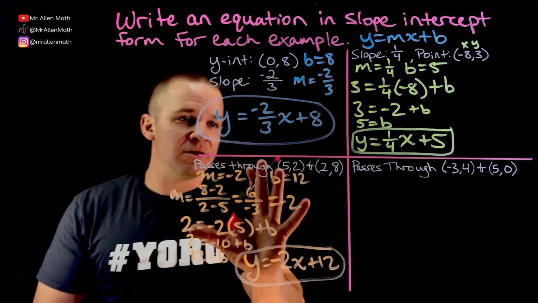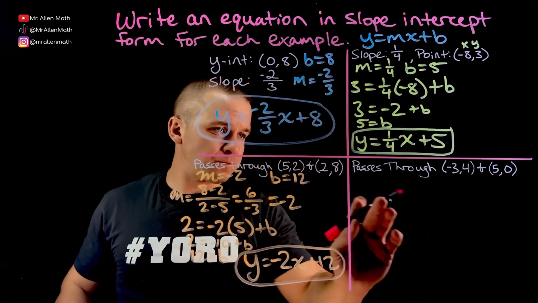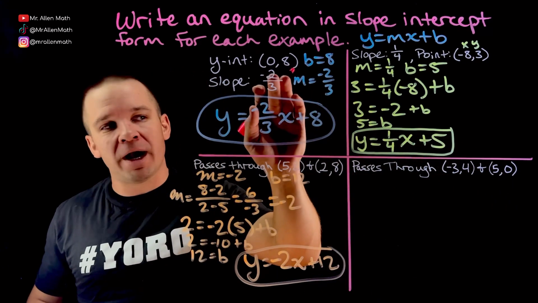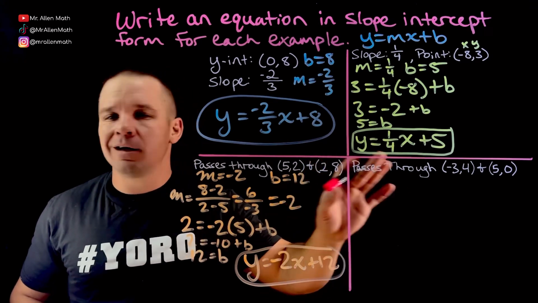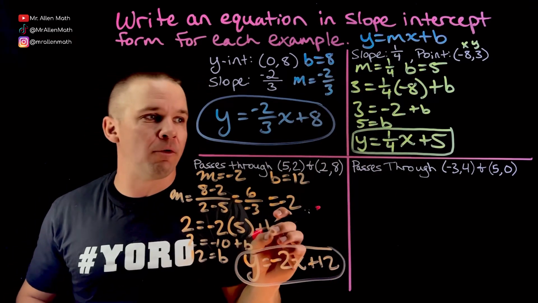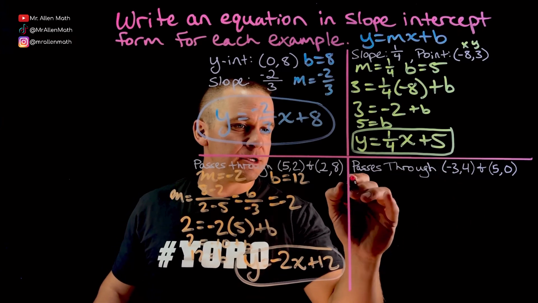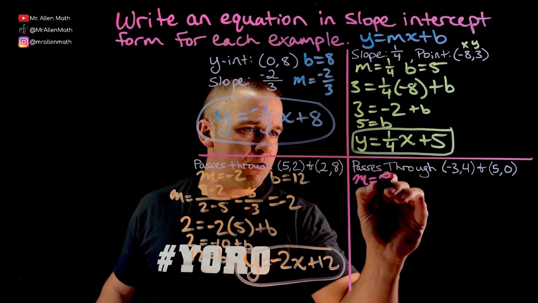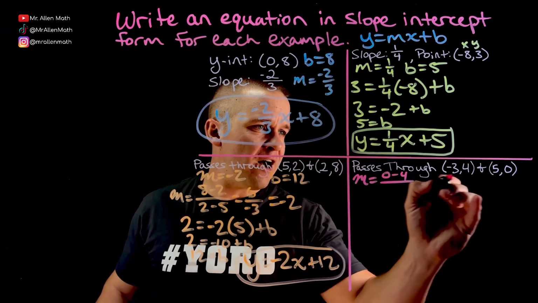All right, same kind of deal as this one, just one more example. So I've got 2 points. Ooh, a 0. Oh, no, that's not my y-intercept. This is actually an x-intercept, not part of this equation here. Important in other aspects, but not for slope-intercept form. So we're going to try to find our slope here. So we've got m equals, we're going to have our 0 minus 4 over 5 minus negative 3.